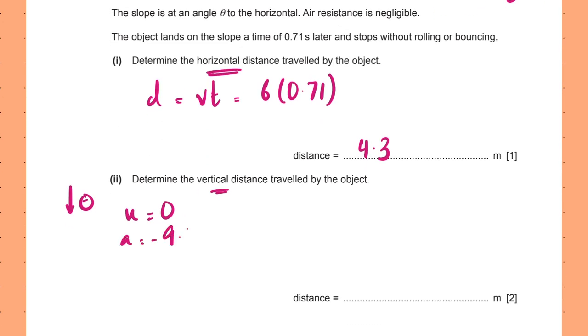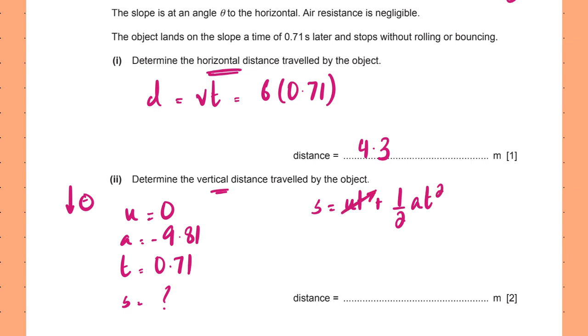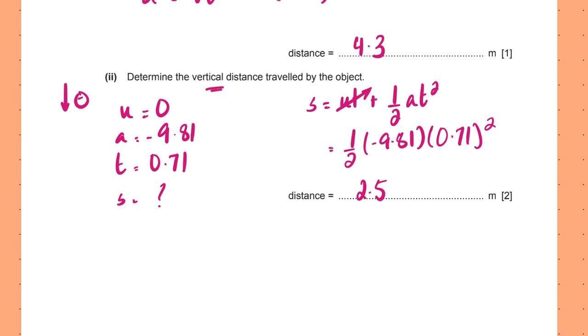I know the time to reach the slope when it does reach the slope, which is 0.71, and I need s. So the equation of motion to use would be ut plus half a t square. So u is 0, this entire term goes away, so it's half into negative 9.81 into the square of 0.71, and when you work this out, this turns out to be negative 2.5. So you can write this as just 2.5, dropping the negative sign here, because that's just asking for distance.